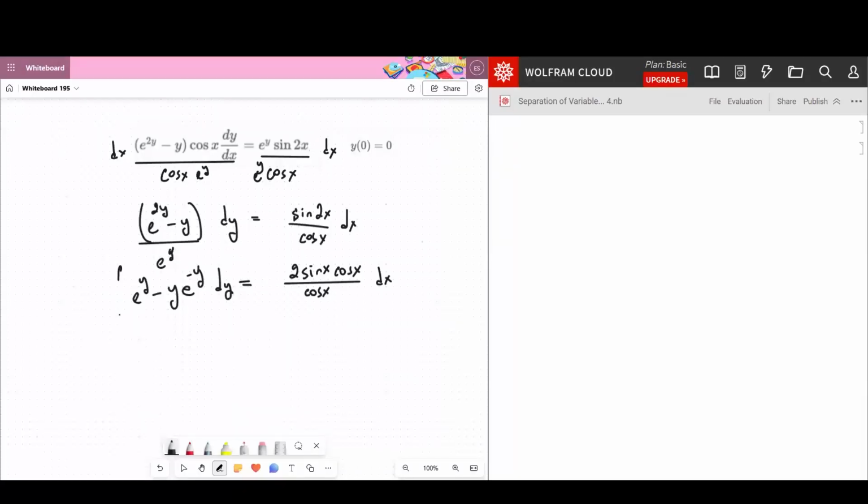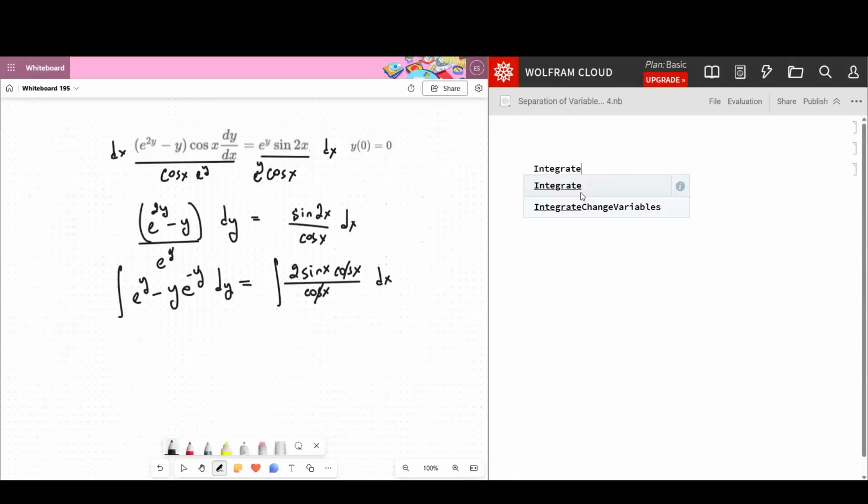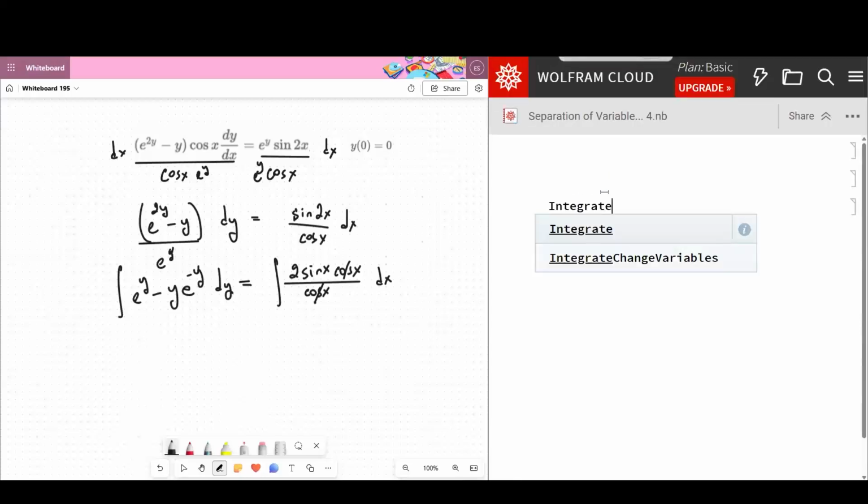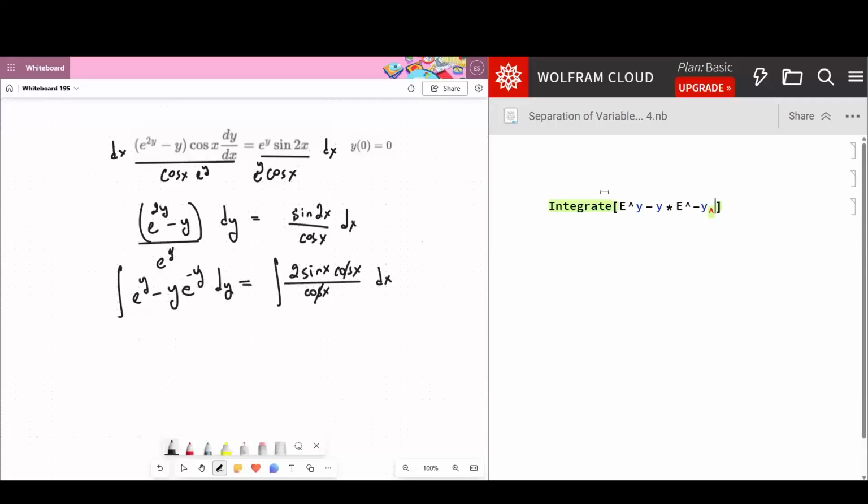Now, at this point, I would recommend using Mathematica, right? So even if you forgot the double angle identity, it wouldn't be a problem. So I would just use the Integrate feature. So I'm going to go ahead and type Integrate, and then in brackets I will put the expression. So we'll start with e to the y. Okay, so that's the left side expression.